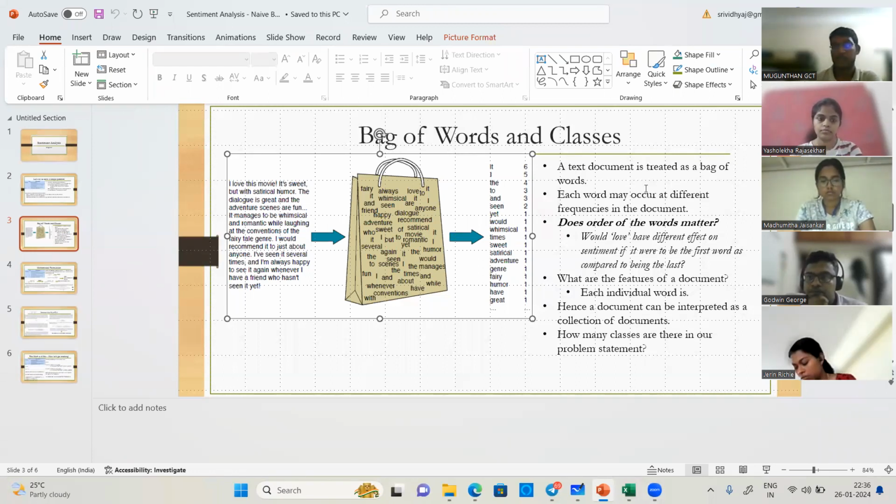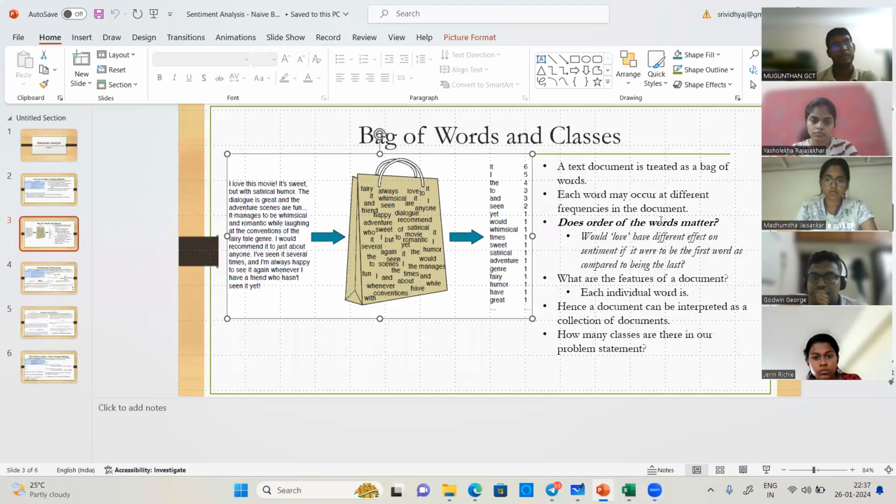So the way to understand a document, a text document. We're dealing with text documents here, so which means we're not dealing with alphanumerics and stuff like that. So a text document is treated as a bag of words. Each word may occur at different frequencies in the document, okay? Evidently, you can have 1 occurrence, 10 occurrences. Now just think about this question. Does the order of the words matter?